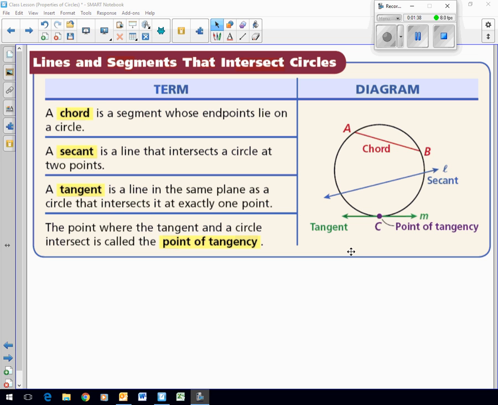A chord is a segment whose endpoints lie on a circle. Think a line segment. It's a line segment whose endpoints are on the rim of the circle. I'm going to use the word rim to talk about the outer part of the circle.